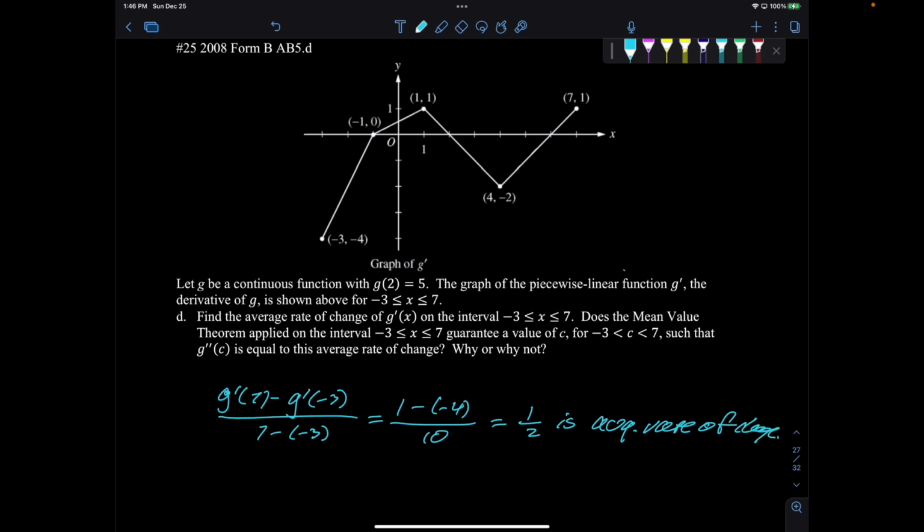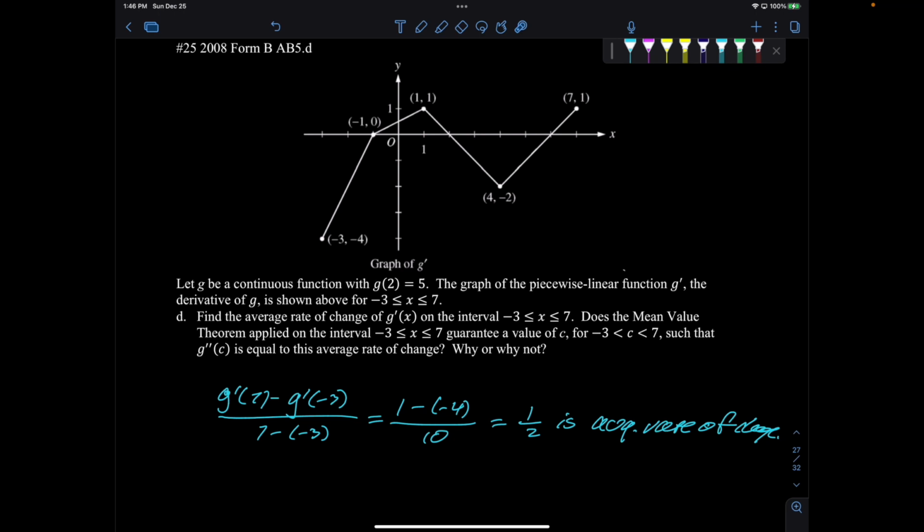It's also the slope of the secant. It doesn't matter that this thing is a differentiable nightmare; that's still the slope of the secant line between those points. Does the Mean Value Theorem applied on the interval -3 to 7 guarantee a value of c such that g double prime is equal to this average rate of change? Why or why not? As I said, this is a differentiable nightmare. There are multiple places that are not differentiable. The answer is no. There is no value guaranteed.